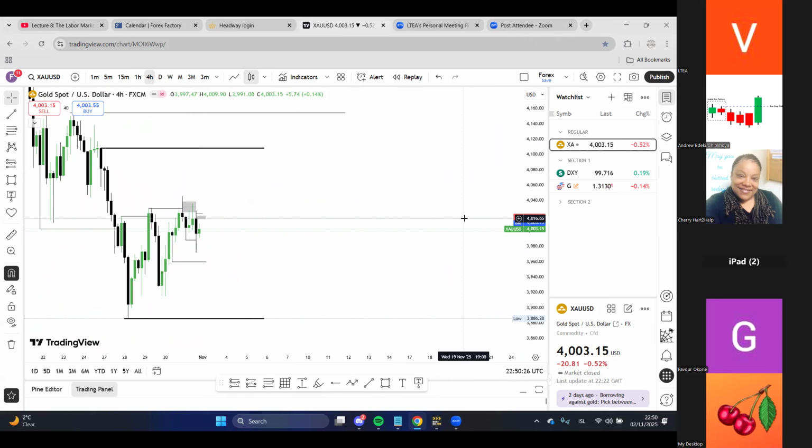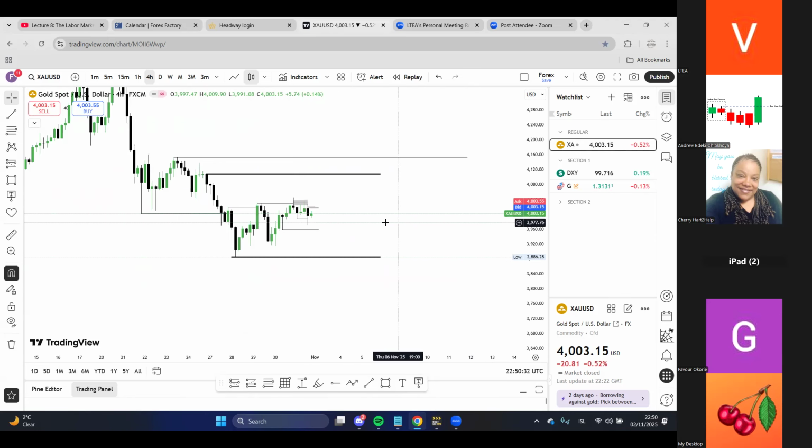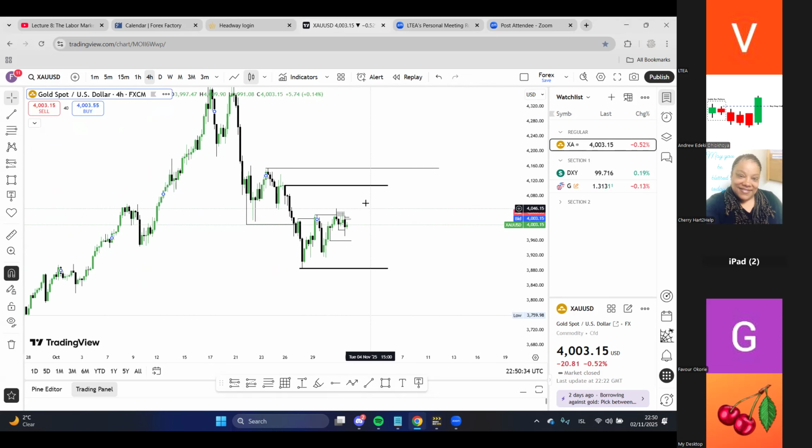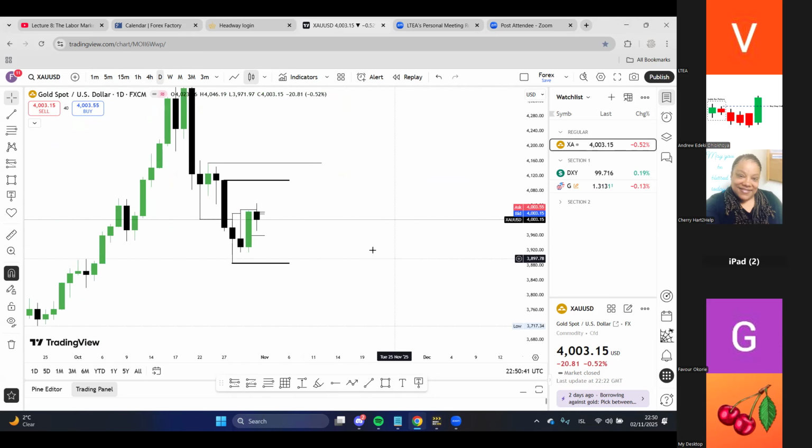So basically, price is bullish on this time frame, right? In the daily time frame, price is bearish. We'll go back again. Price is bearish. From here to here is our range.